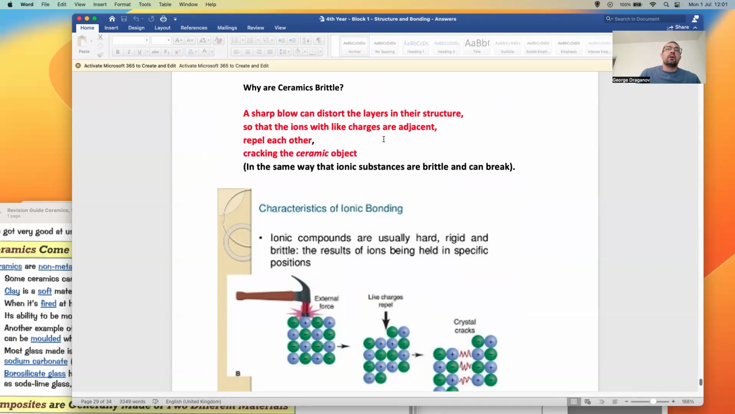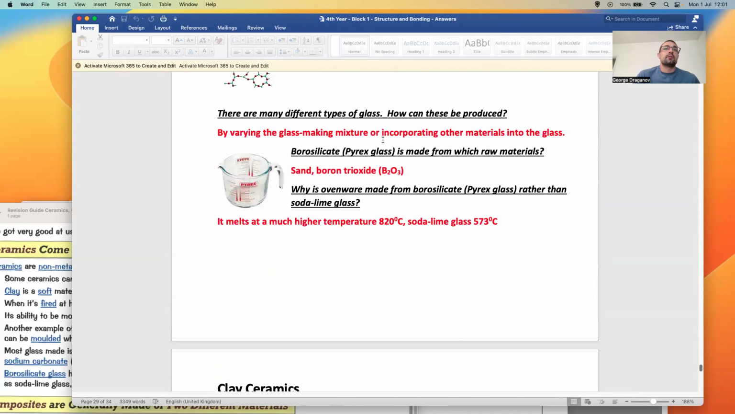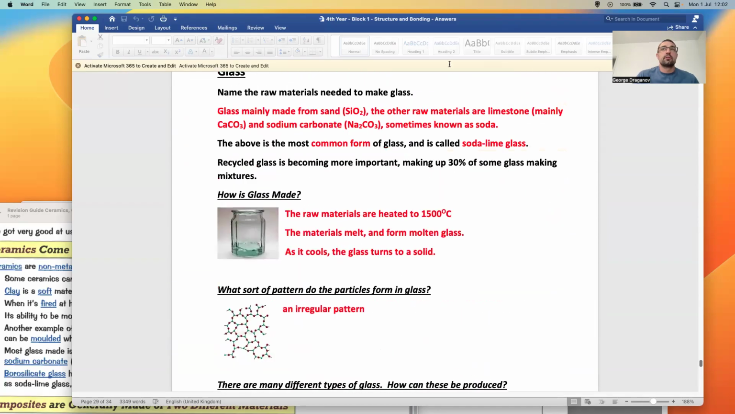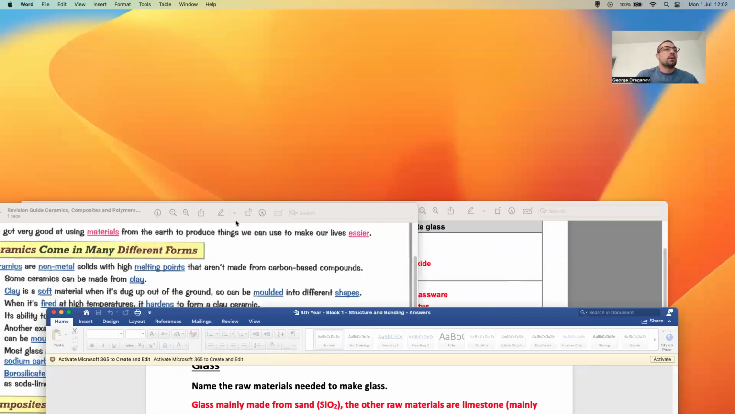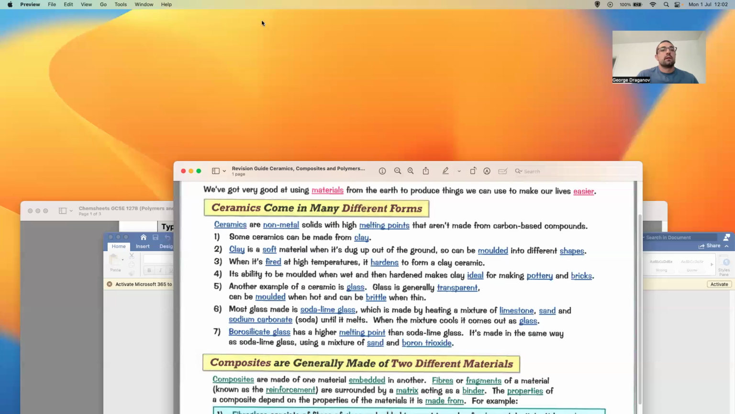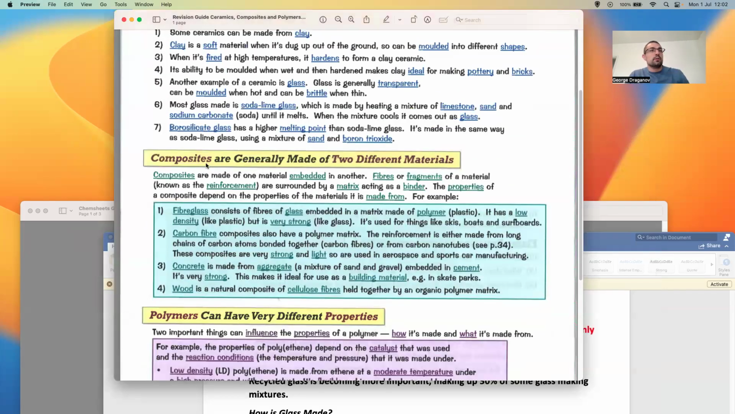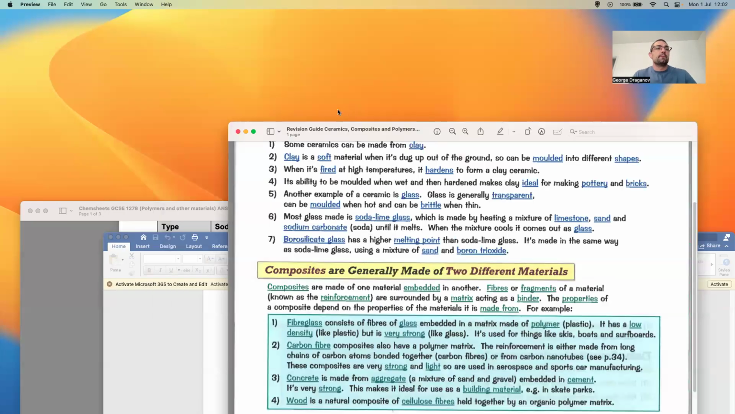So that's what ceramics are. Glass is a type of ceramic. Ceramics also include other stuff such as bricks. Okay. And we've done polymers in a separate lesson. The last thing we need to look at is what composites are. Okay, so that's our last part.